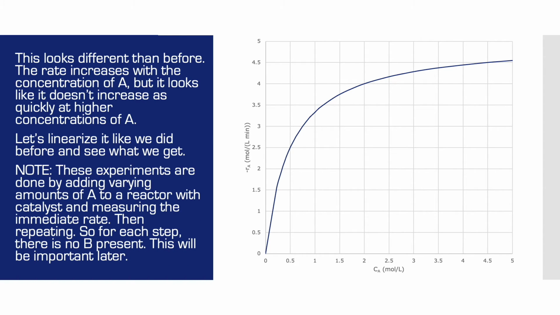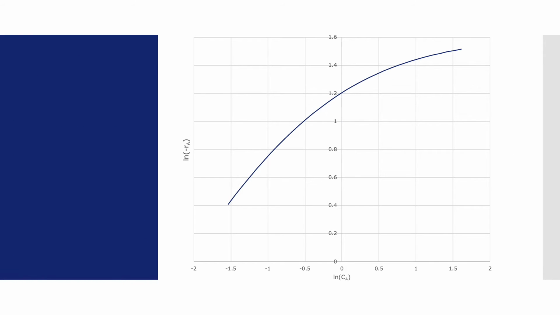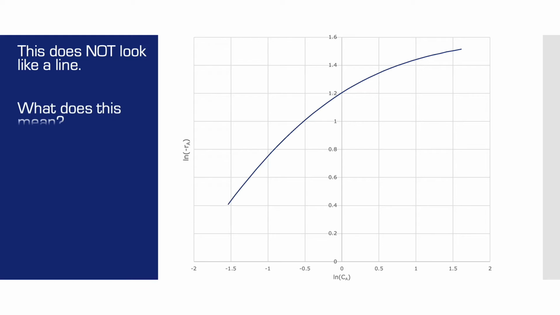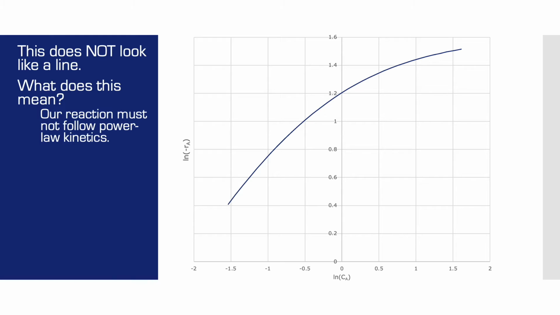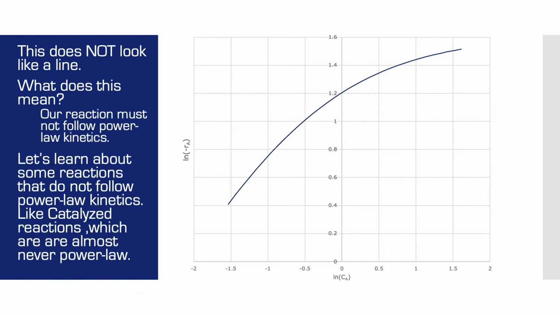Note, these experiments are done by adding varying amounts of A to a reactor with a catalyst and measuring the immediate rate, then repeating. So each step, there is no B present. This will be important later. This does not look like a line. So what does this mean? Our reaction must not follow power law kinetics. Let's learn about some reactions that do not follow power law kinetics, like catalyzed reactions, which are almost never power law.